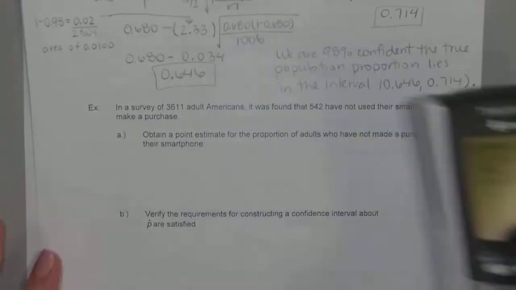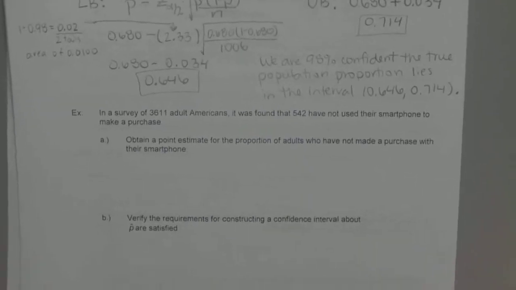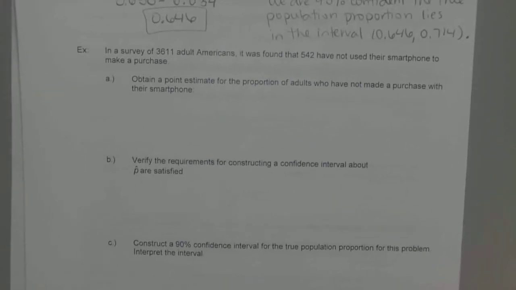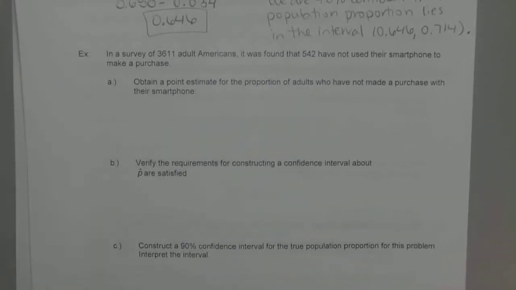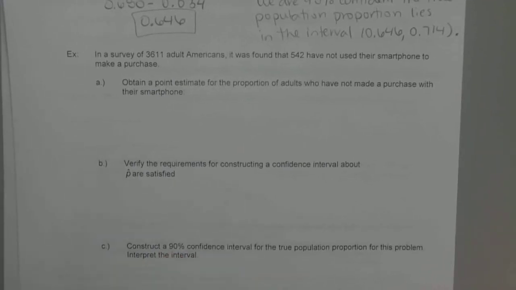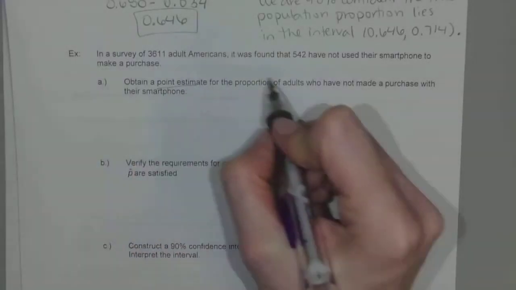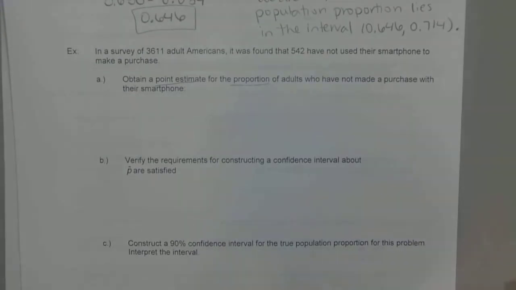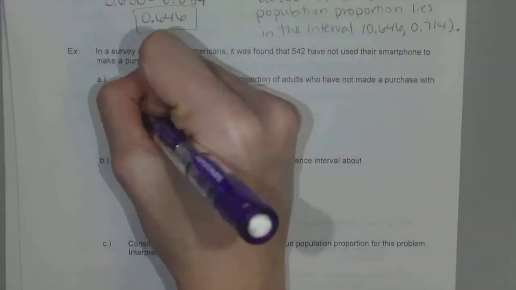So let's use this calculator to do this next example. It says, in a survey of 3,611 adult Americans, it was found that 542 have not used their smartphone to make a purchase. Obtain a point estimate for the population proportion of adults who have not made a purchase with their smartphone. So remember, the point estimate for proportion is always who? P hat, right? If we don't know the population proportion, the next best thing is our sample proportion P hat.